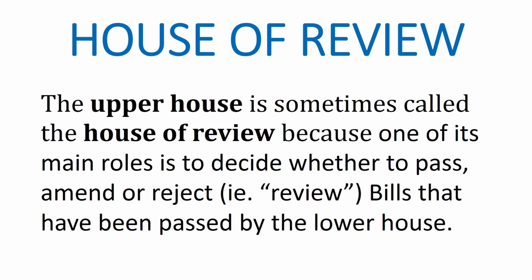In these circumstances, the role of the upper house is to decide whether to pass, amend, or reject bills that have been passed by the lower house. That is, the role of the upper house is to review those bills. And it's for that reason that we call the Senate, as the upper house in the Commonwealth Parliament, and the Legislative Council, as the upper house in the Victorian Parliament, a House of Review. In your vocabulary sheets, find the term House of Review and write this definition in there.